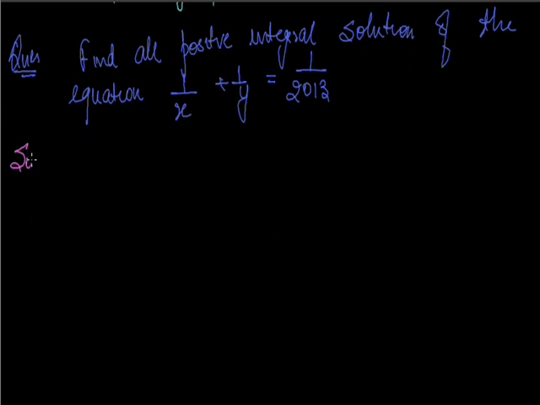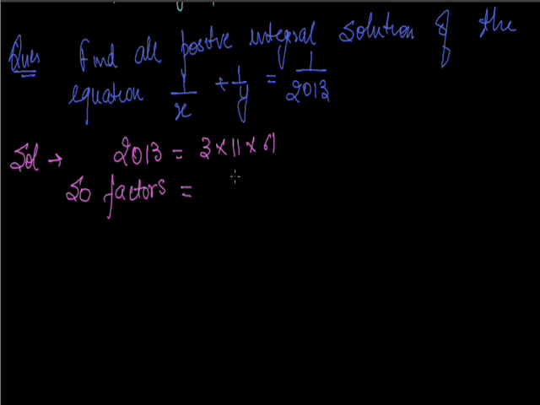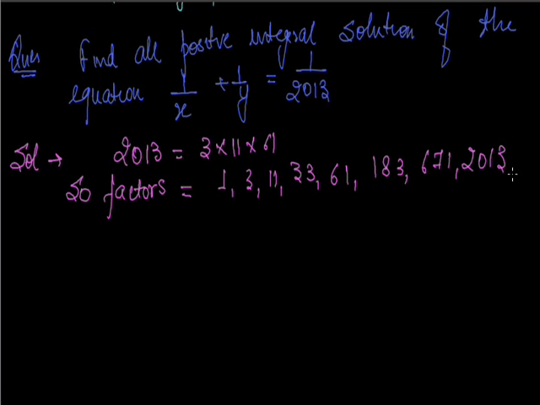Let's move to the solution. It is given that 1 upon x plus 1 upon y equals 1 upon 2013. Let us first factorize 2013. 2013 gives 3 into 11 into 61. So the factors will be, we will discuss later why we are finding the factors, 1, 3, 11, 33, 61, 183, 671, 2013. Okay, we found the factors.